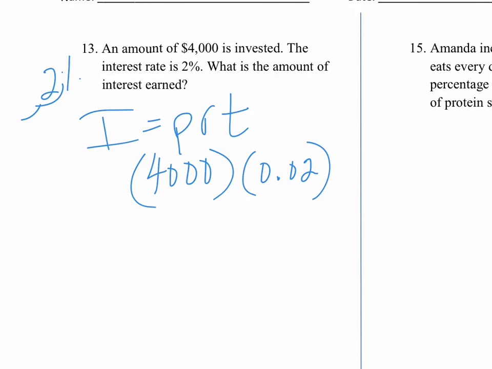Anytime they don't give you time, you use time as equal to 1. That makes this problem easy. Now you only have to multiply 4 times 2, which is 8, and add the 1, 2, 3 zeros. Remember, anything times 1 is itself. And then put in your 2 decimal places from your 2 hundredths. So the correct answer is $80.